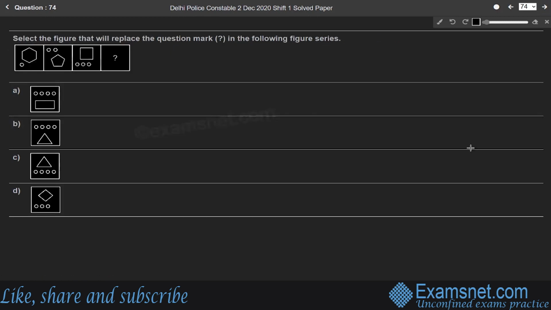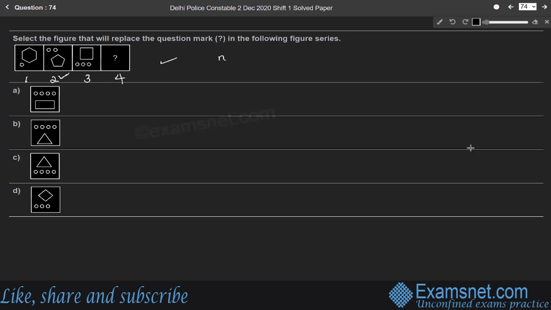Question 74. Select the figure that will replace the question mark in the following figure series. So the series is like this. There are 1, 2, 3 shapes. We have to find the next one, fourth shape. Right? So here in the first figure, there is a hexagon and a circular shape. Right? So this circular shape is shifted upwards. Circular shape is shifted upwards in figure 2 and it is increased. The number of circles is increased by 1.